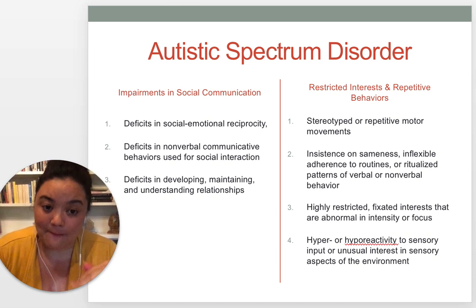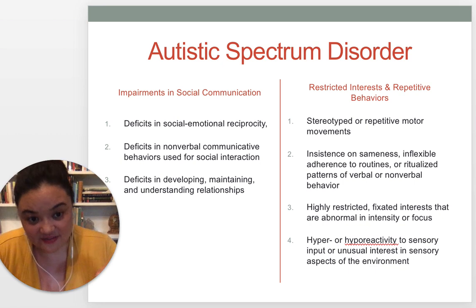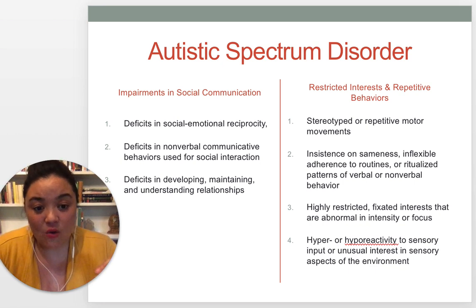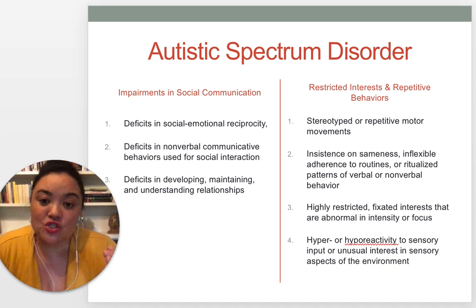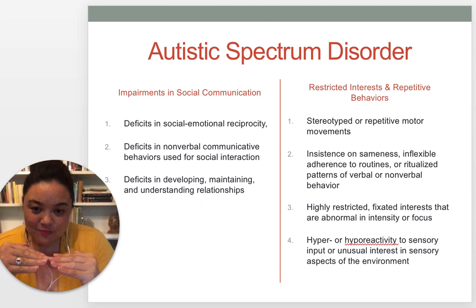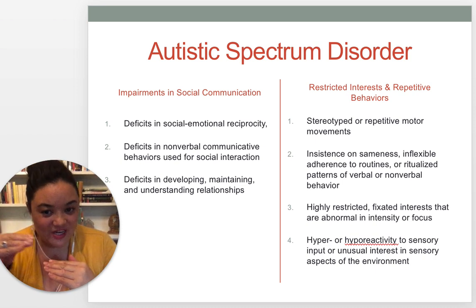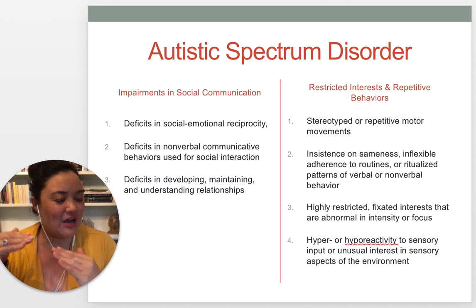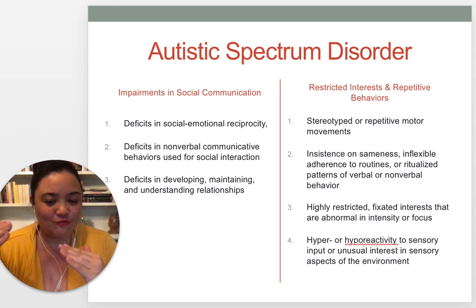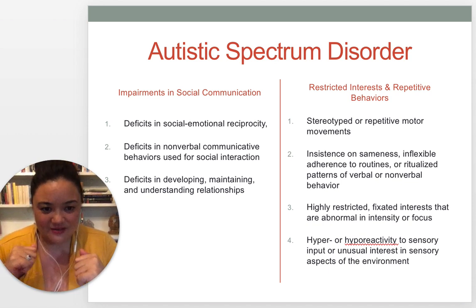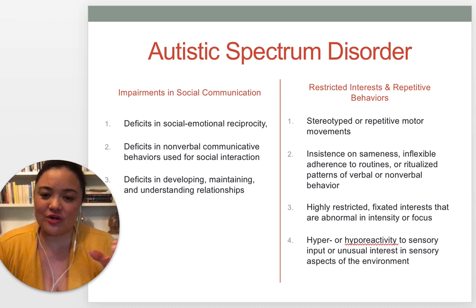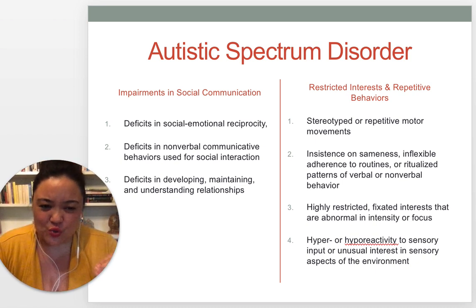So either being hyper reactive or hypo reactive to sensations, or having an unusual interest in sensory aspects of the environment. So sometimes you might see individuals looking or peering at objects differently. So calling that visual inspection. So kind of looking at something out of the corner of their eye or being very fixated on a reflective portion of an item. Right? So being drawn or attracted to unusual sensory aspects of their environment or materials.